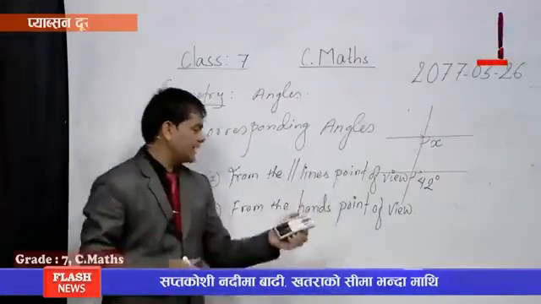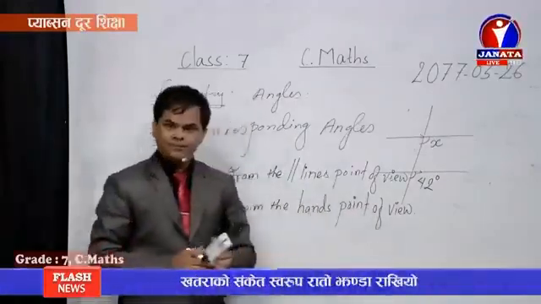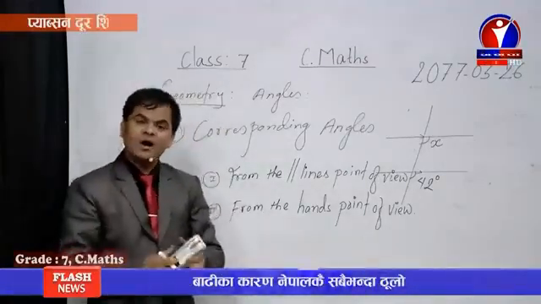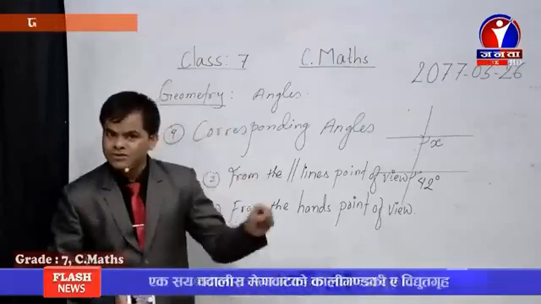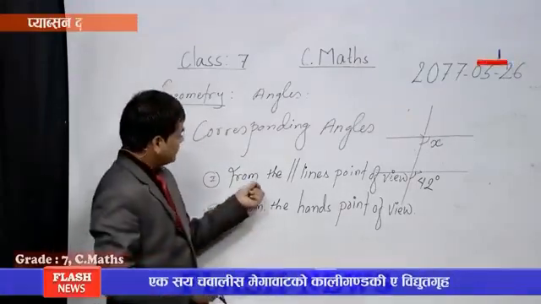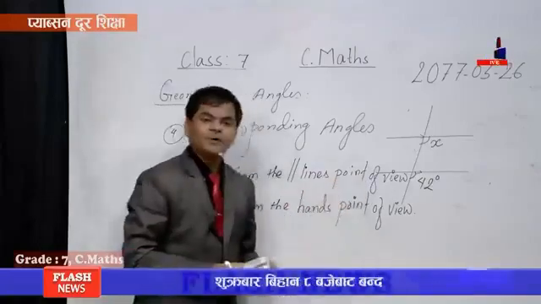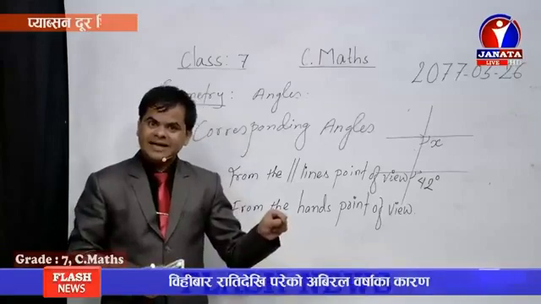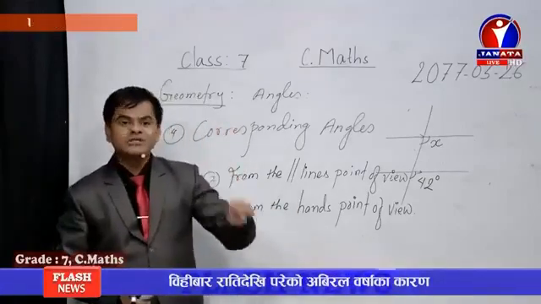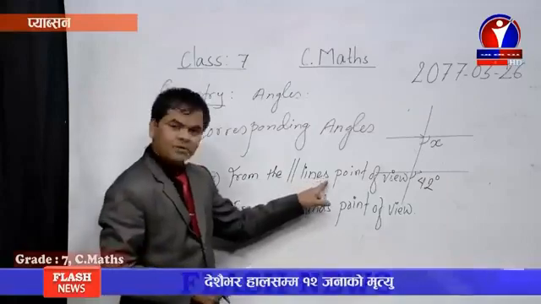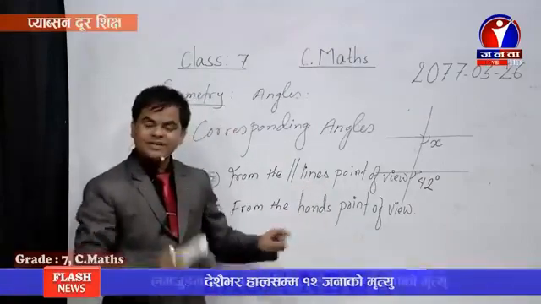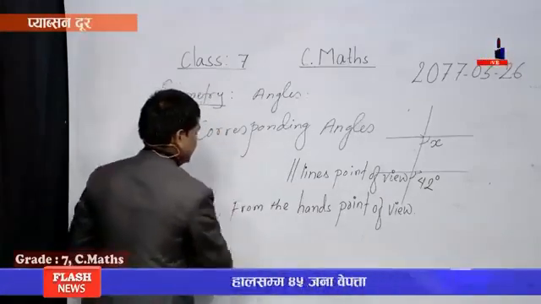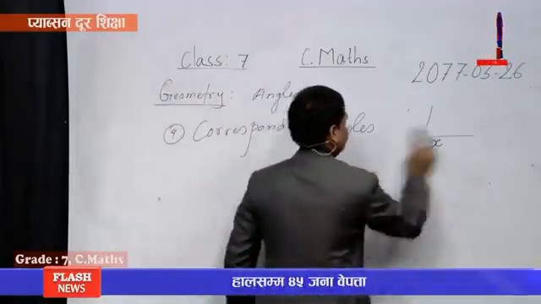But in case of corresponding angle, from the hand's point of view, both should be on the same hand side. If one is in left hand side, then another also should be in left hand side. And from the parallel lines point of view, to be corresponding, one should be inside of the parallel line, another should be outside of the parallel line. That means in, out, right, left. We need to see in, out, right, left. So if you see in this way, then you will be able to understand what type of angles are these.